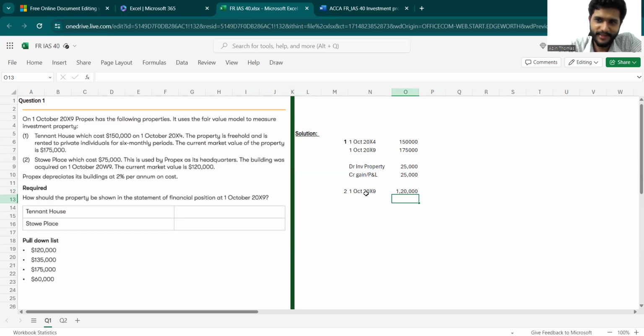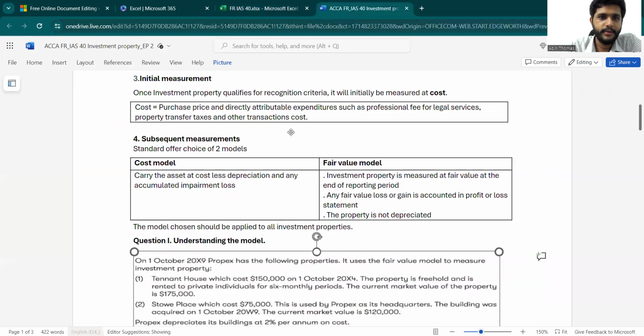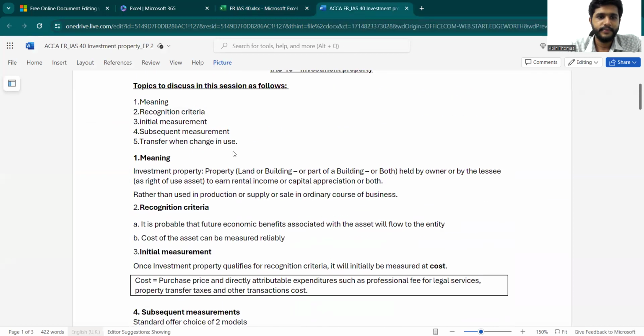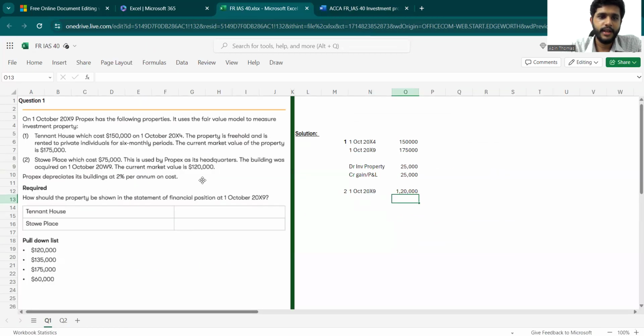No. The answer is not right. Why? See the purpose of the asset. The management uses it as its headquarters, for their administrative purpose. When they use it for administrative purpose, can we take it as an investment property? Did it meet our condition? No. The condition is for rental income and capital appreciation only, not for the ordinary course of business. Here they are using it for their business purpose, as headquarters, for their employees to work there.